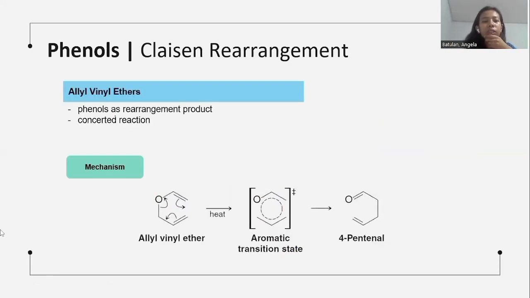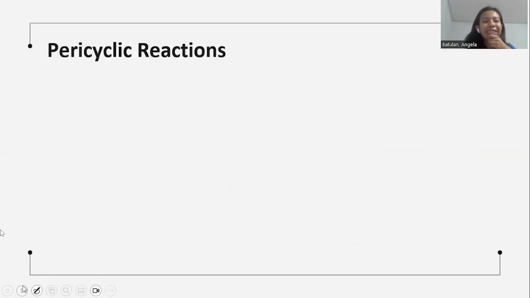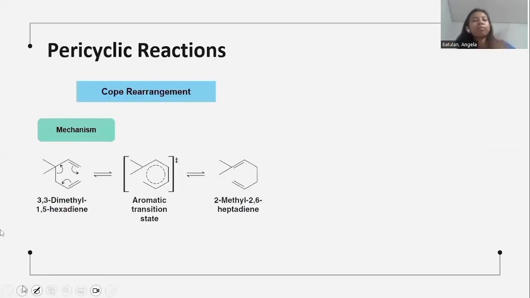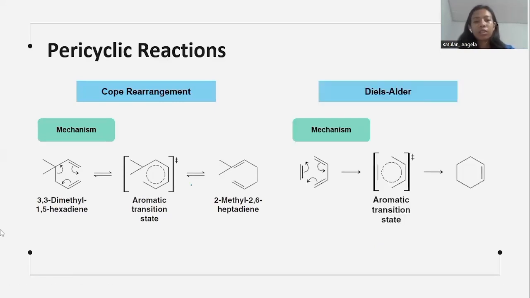So, another example na nag-undergo ng Claisen rearrangement yung allyl phenyl ethers. So, ang form naman dito, instead of phenols, aldehyde. So, Claisen rearrangement ay under siya ng pericyclic reaction. So, might as well i-discuss na rin kahit paano to review. So, pericyclic reaction, meron tayong Cope rearrangement, tsaka Diels-Alder. So, sa Cope rearrangement, ang kinaibahan nito sa Claisen, meron tayong 1,5-diene dito. So, 1, 2, 3, 4, 5.